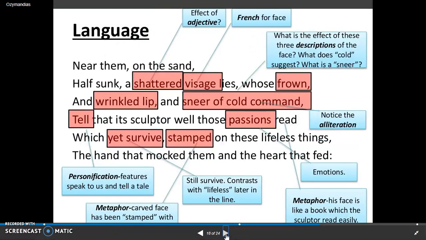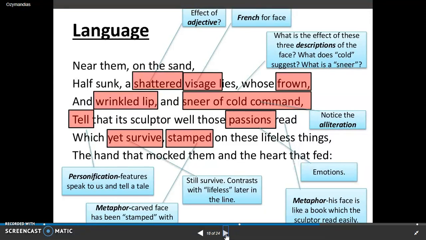So, next bit. Why is this effective? The adjective shattered. Visage, French for face. Wow. Another question for you guys. What is the effect of these three descriptions of the face? What does frown suggest? What is sneer? Notice the alliteration: cold command. Passion, emotions. Tell, personification, features speak to us and tell a tale.